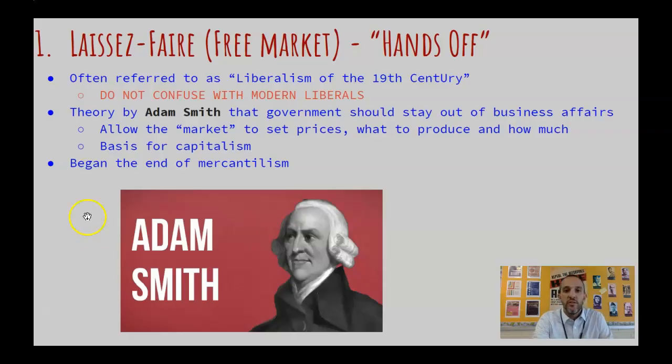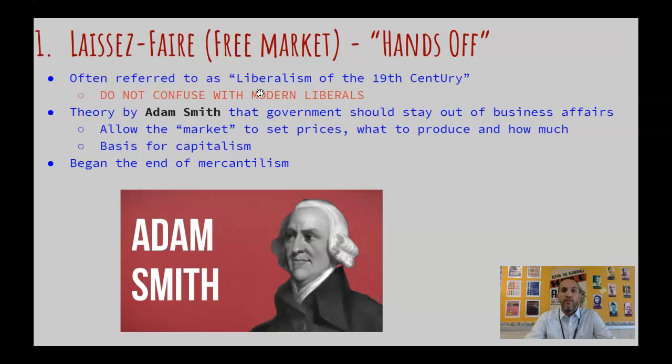This liberalism of the 19th century, I don't want you to confuse that if you know U.S. government terminology. This is not like modern day liberals in the United States, which are often referred to as left wing. This is a totally different concept of liberalism. So just get that thought out of your mind.